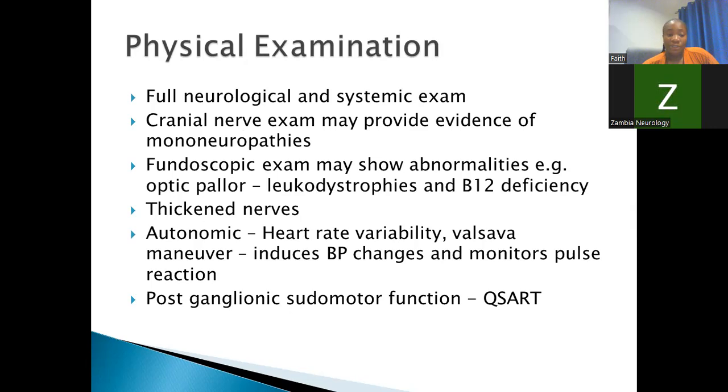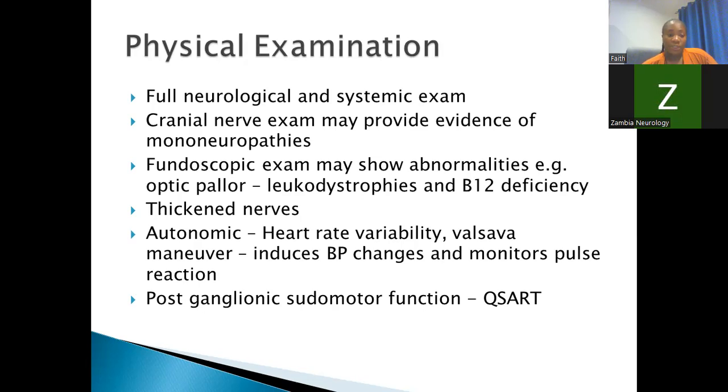And then examination and palpation of certain areas where nerves can be palpated can actually give away thickened nerves. And then also in your exam, monitor the heart rate and check for any variability. You can also do the Valsalva maneuvers and check your BPs and see if there are any changes, as well as the pulse. And this can give you a guide to the possibility of autonomic dysfunction.